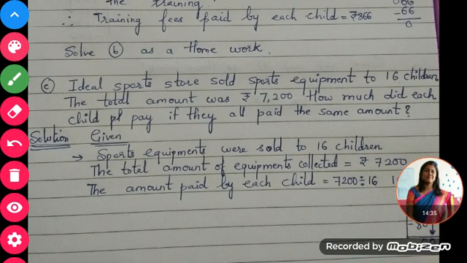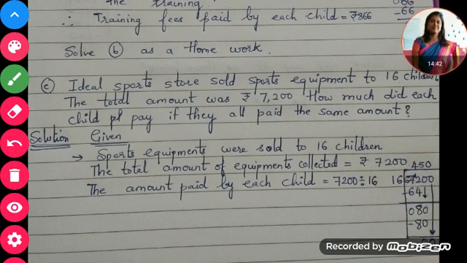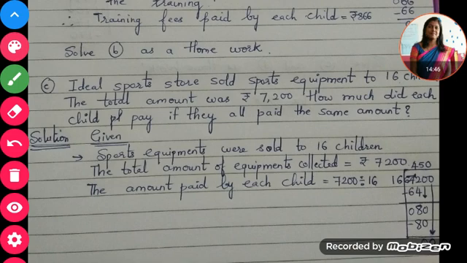So we need to find the amount paid by each child. That is nothing but 7,200 divided by 16. If you just see here, we have taken 72. Here we know 72 is not a multiple, you can say. So we have to take a number which is less than 72 and which comes in 16's table.